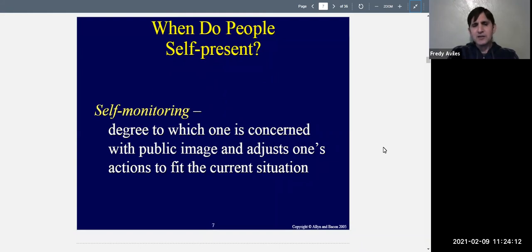So self-monitoring, okay, I think I mentioned this before, is basically the degree to which you are concerned with your public image and you adjust your actions to fit the current situation. Self-monitoring is basically the extent to which you care what other people think of you, okay? If you care a lot, then you'll do a lot to show people what they want to see. If you don't care so much, then you're going to just be yourself in any given situation.